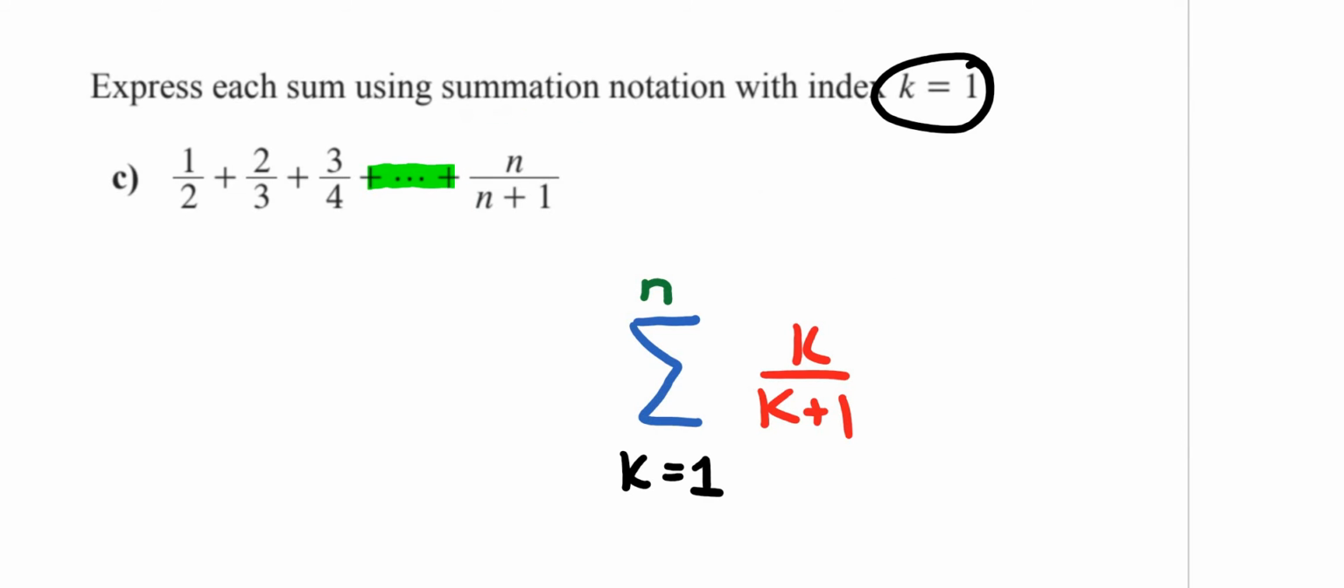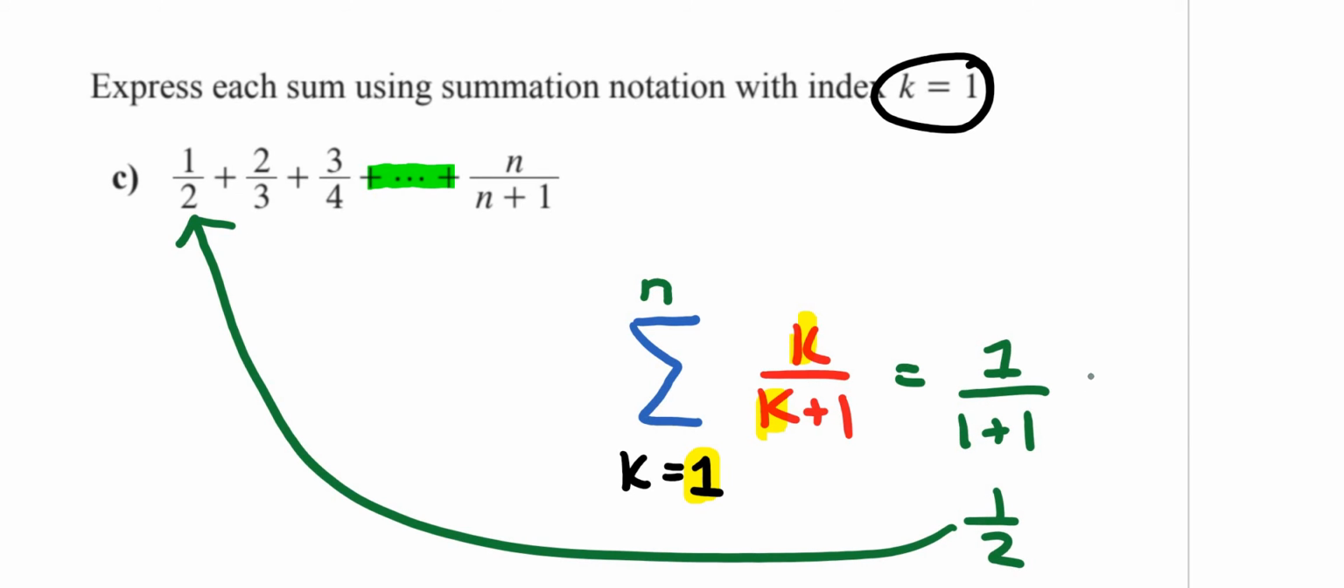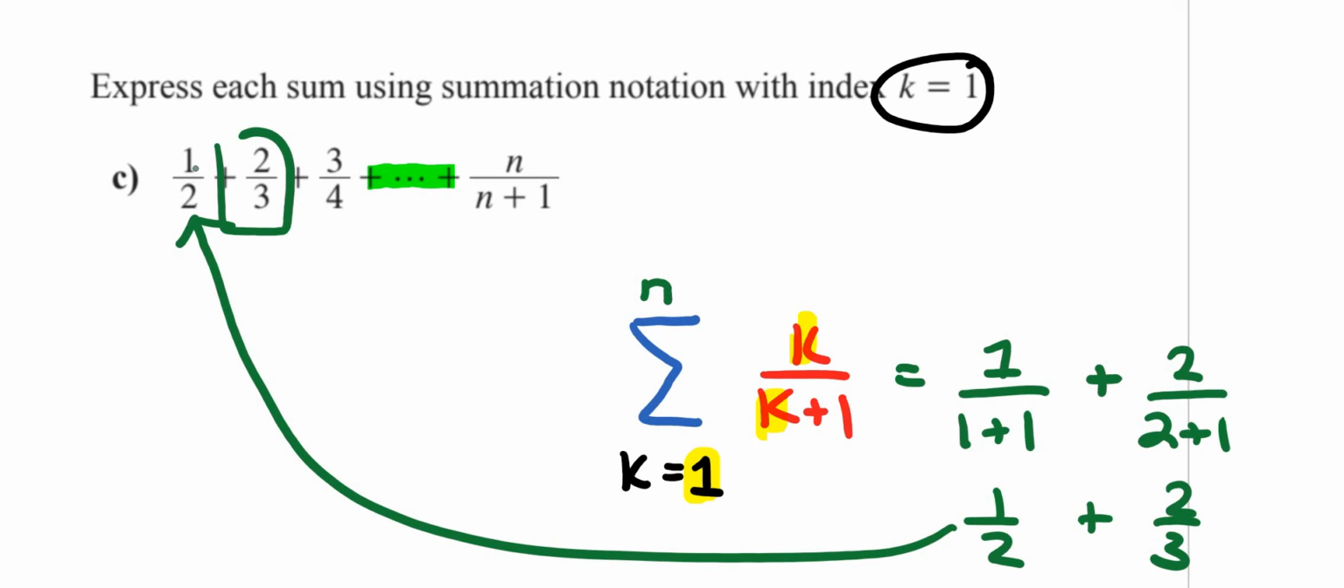And if you want, you can go ahead and test this out. So if you let k be 1, your first term is going to be 1 divided by 1 plus 1, which is really 1/2, and that matches that term right there. And then for the second term, k would now be 2. So this would be 2 over 2 plus 1, which is going to be 2 over 3. And clearly we do have 2/3 for our second term, so that is matching up correctly.